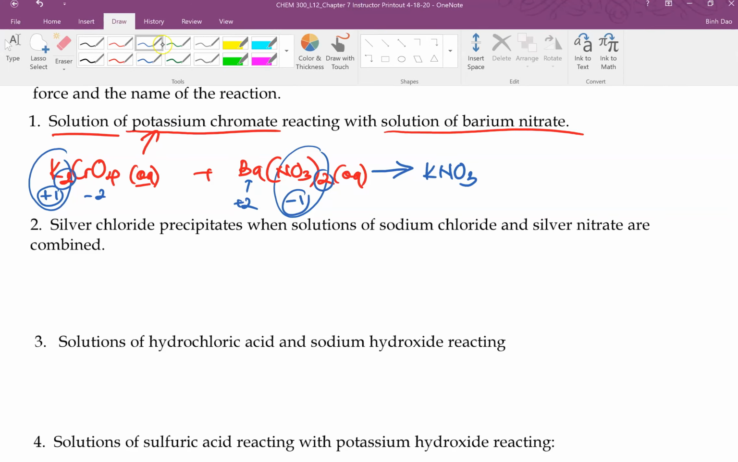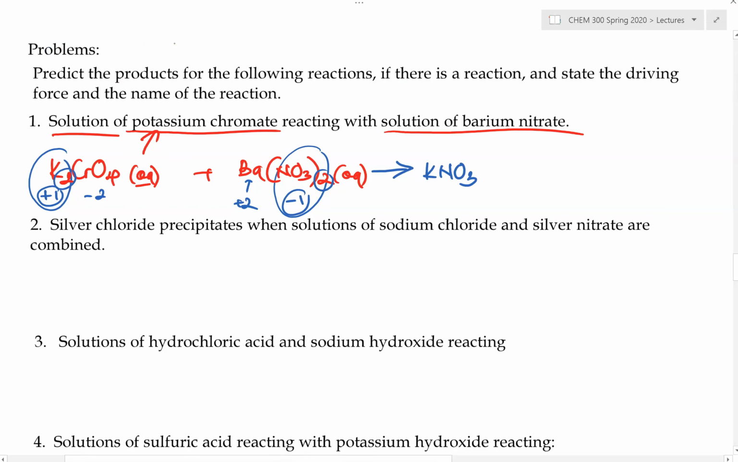Now, as for the second product, barium, which is the cation, would be forming a compound with the chromate, right? Because barium is +2 and chromate is -2, they would come together in a 1:1 ratio to produce a neutral compound. So therefore, the chemical formula would be BaCrO4. So there we go.